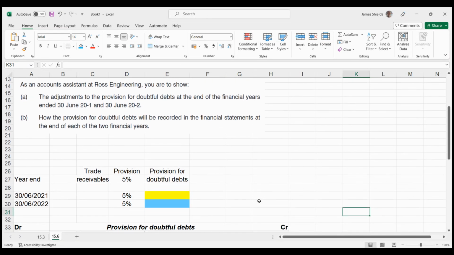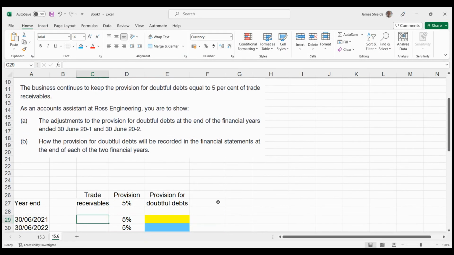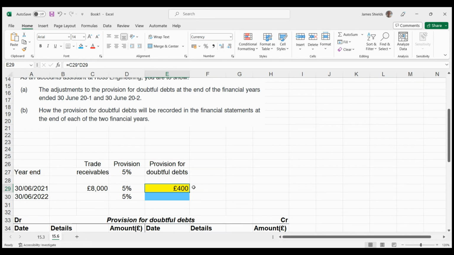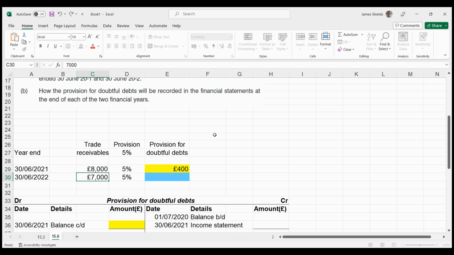Now, the first thing we need to know is what the provision for doubtful debts is for each year. At the end of June 2021, our trade receivables were £8,000. So I've got £8,000 in now, and the provision is 5%. So the provision for doubtful debts is going to be £8,000 times your 5%, which is £400. That means at the end of June 2021, the business does not expect to receive £400 from its trade receivables. On the 30th of June 2022, the trade receivables are £7,000. Provision is 5%, so the provision then will be 7,000 times 5%. So at the end of June 2022, the business does not expect to receive £350 from its trade receivables.